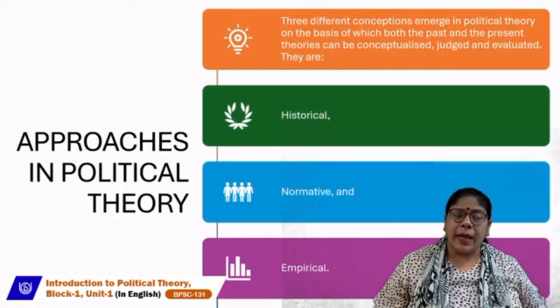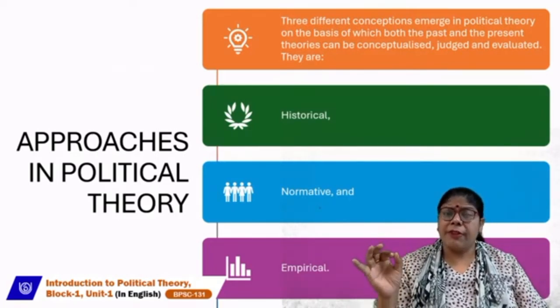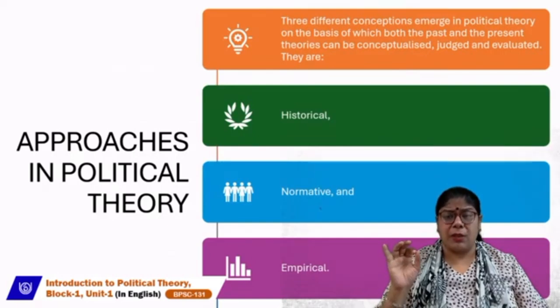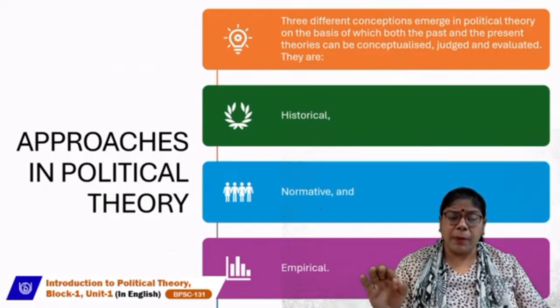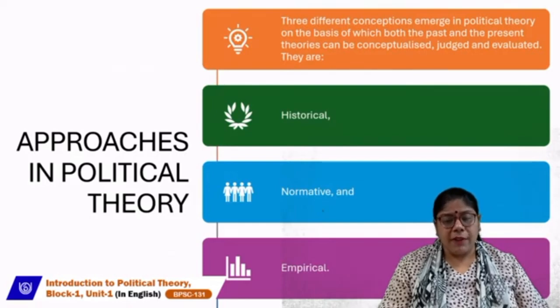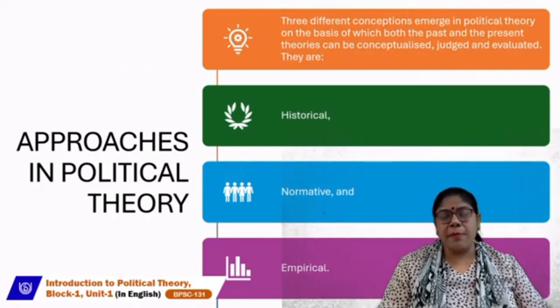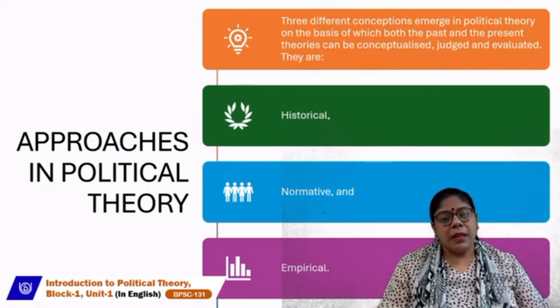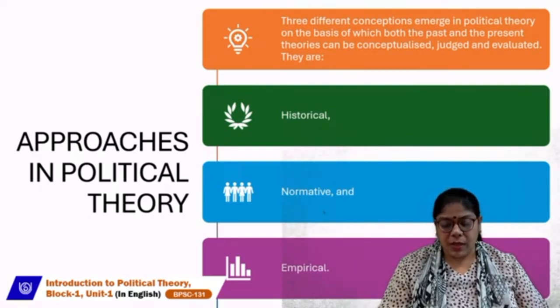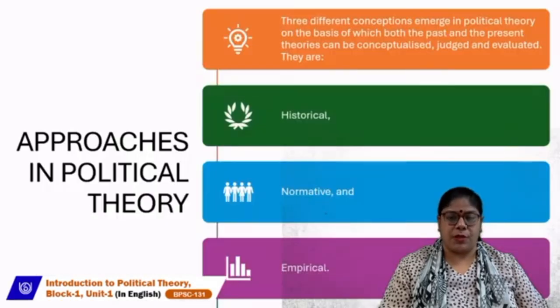Now we talk about approaches in political theory. Three different conceptions emerge in political theory on the basis of which both present and past theories can be conceptualized, judged, and evaluated. They are historical, normative, and empirical. These are the approaches in political theory. We can see these approaches as traditional and modern. In the traditional, we talk about historical and normative. Okay, so now what is the historical approach?